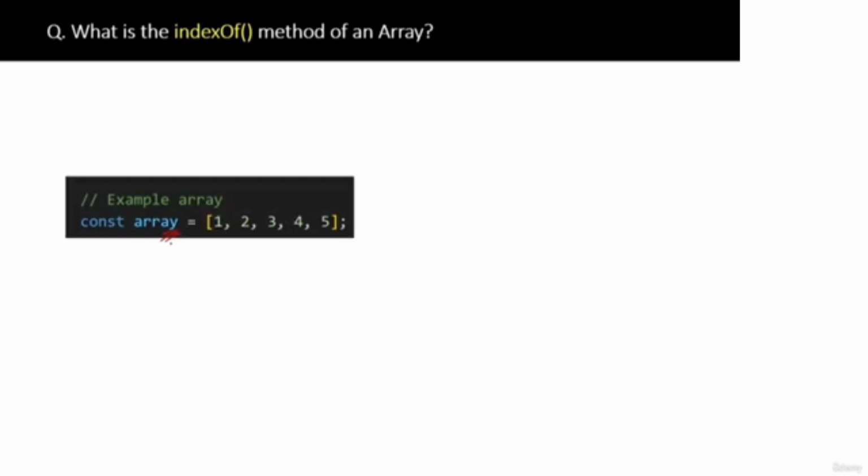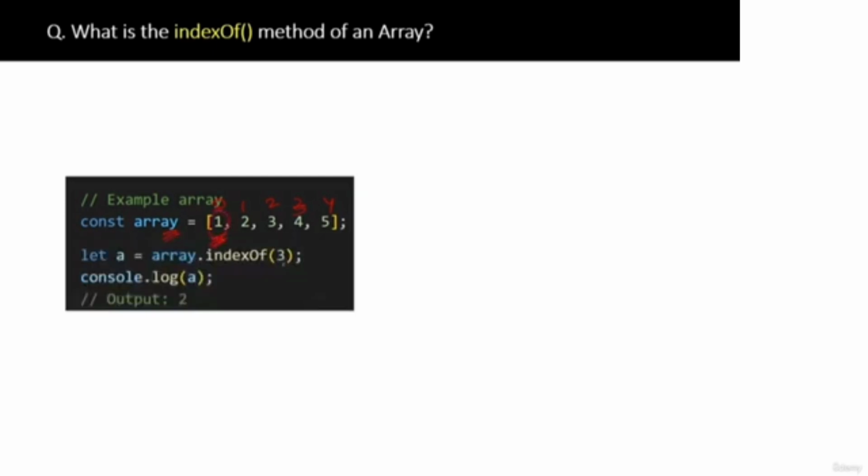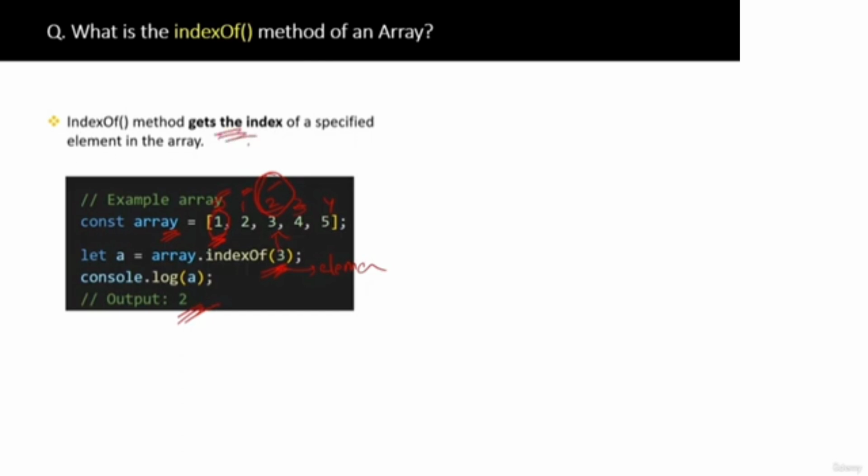What is the indexOf method of an array? It's very simple. Suppose you have this array. Now here, the first element of the array will have index 0. Then the second element index will be 1, then 2, and so on. Now to get the index of any element in the array, we use the indexOf method, something like this. Here indexOf will accept the element as a parameter, and get the index of that specific element. In this case, the index of the element 3 is 0, then 1 and 2. So the output is 2. The conclusion is the indexOf method gets the index of a specified element in the array.